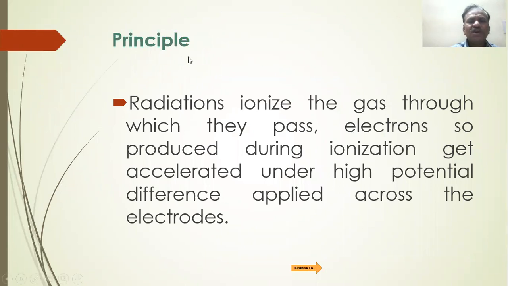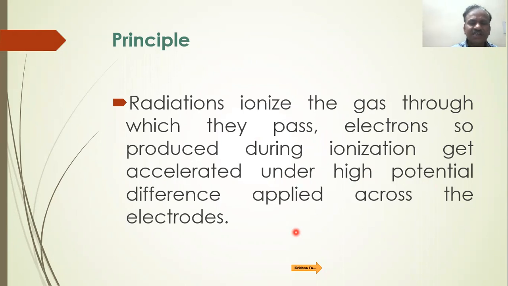Next is, what is the principle of this GM counter? The basic principle of this GM counter is that it produces ionization. Whenever the radiation passes through the gas chamber, electrons are produced. Not only electrons, the positive and negative ions are produced here. And these ions are subjected to a high potential difference, and then finally they are attracted by the electrodes. This is the principle, guys.